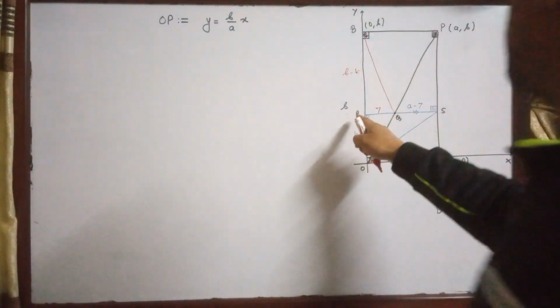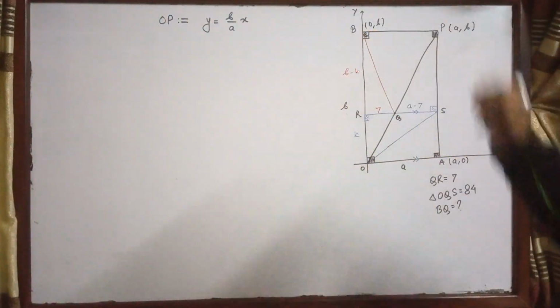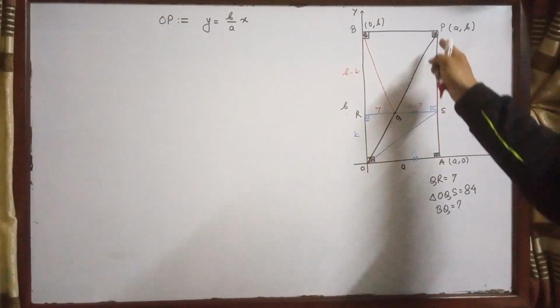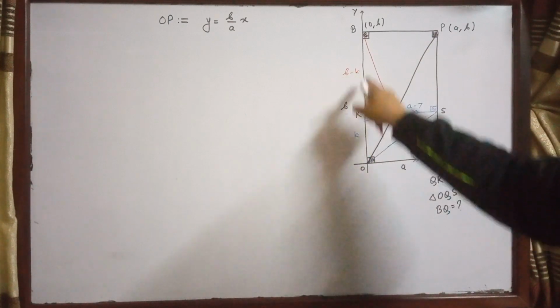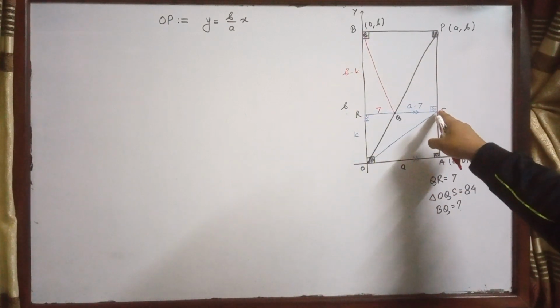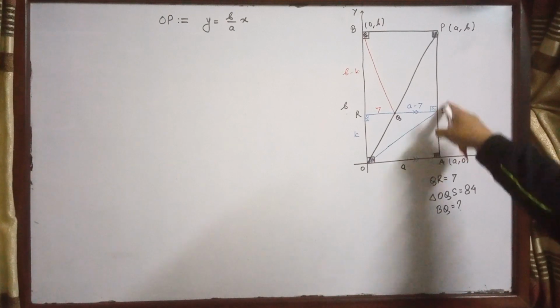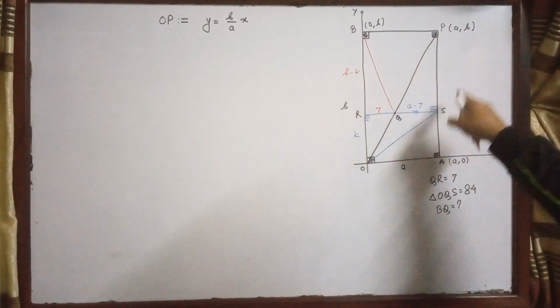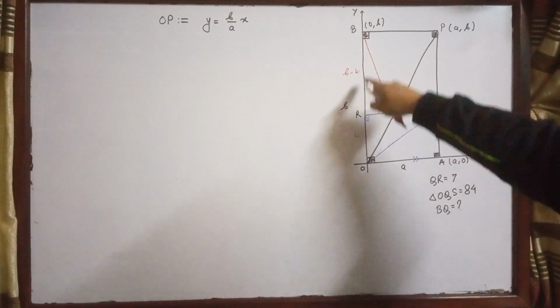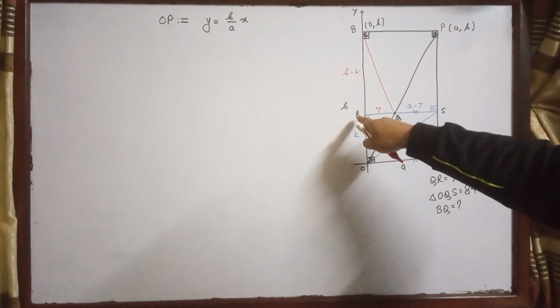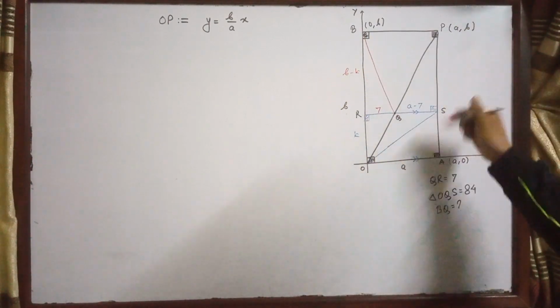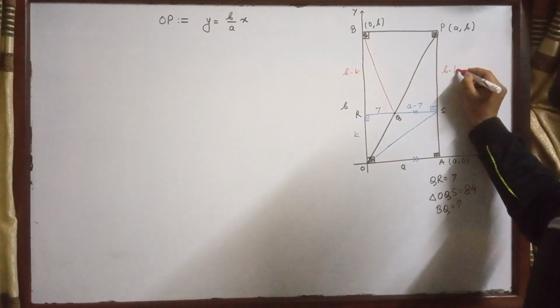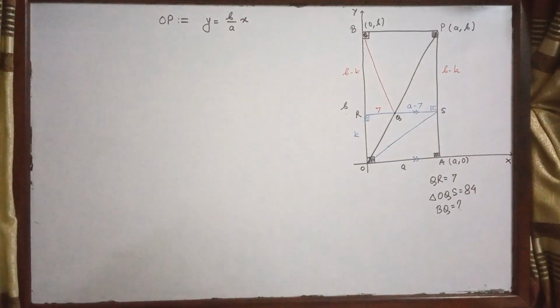Since BRSP is itself a rectangle, BR is equal to PS, we can say that PS is also equal to B minus K.